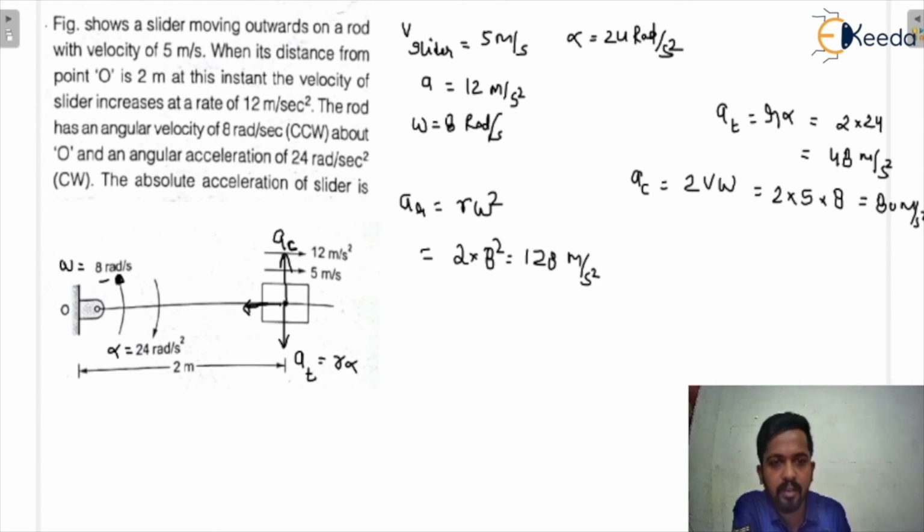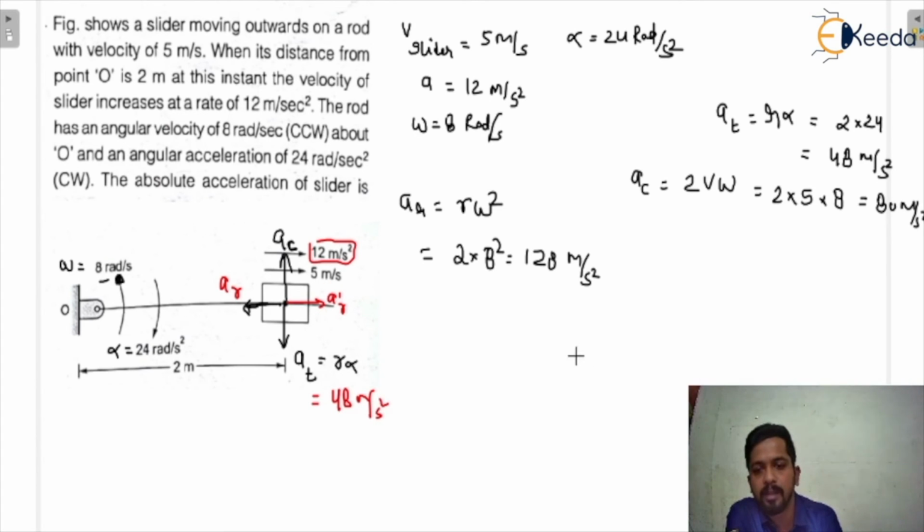Now here, the radial acceleration we have calculated, and its direction is toward the center along the radius, and the acceleration of the slider is also given in the outward direction, that is 12 meter per second squared. Now we have to calculate the total acceleration. We have calculated all the accelerations, so now we need to calculate the absolute acceleration of the slider. Here this is 12 meter per second squared in the upward direction, and there is the tangential acceleration, that is 48 meter per second squared in the downward direction.